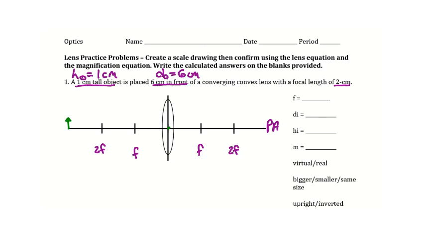Now, I'm going to go through the 3 rules for ray diagrams. So rule number 1, a ray drawn parallel to the principal axis. So I'm going to start at the top of my object, and I'm going to draw a line that's exactly parallel using my ruler until I get to the lens line in the center of the lens. Okay, so that's rule number 1.